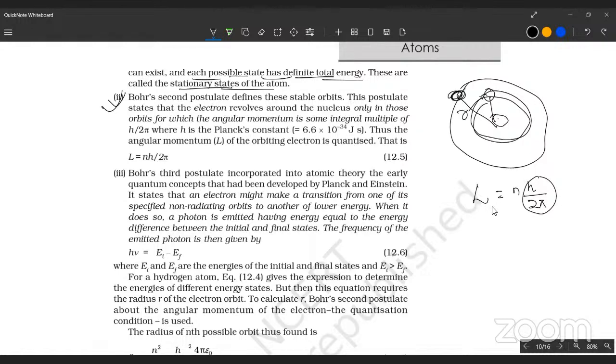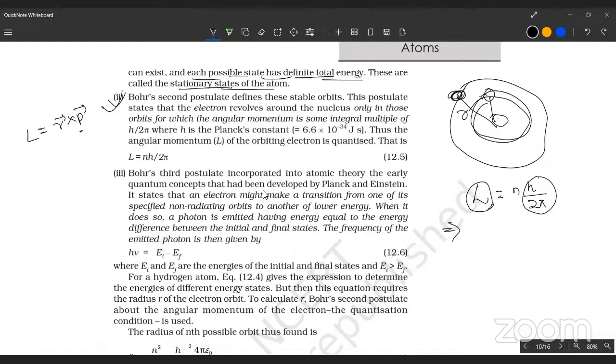And we can write this angular momentum L, as the electron revolves around the nucleus. What will it be? We know the formula for angular momentum: angular momentum is r cross p, where p is the linear momentum and r is the distance from the axis around which it is revolving.